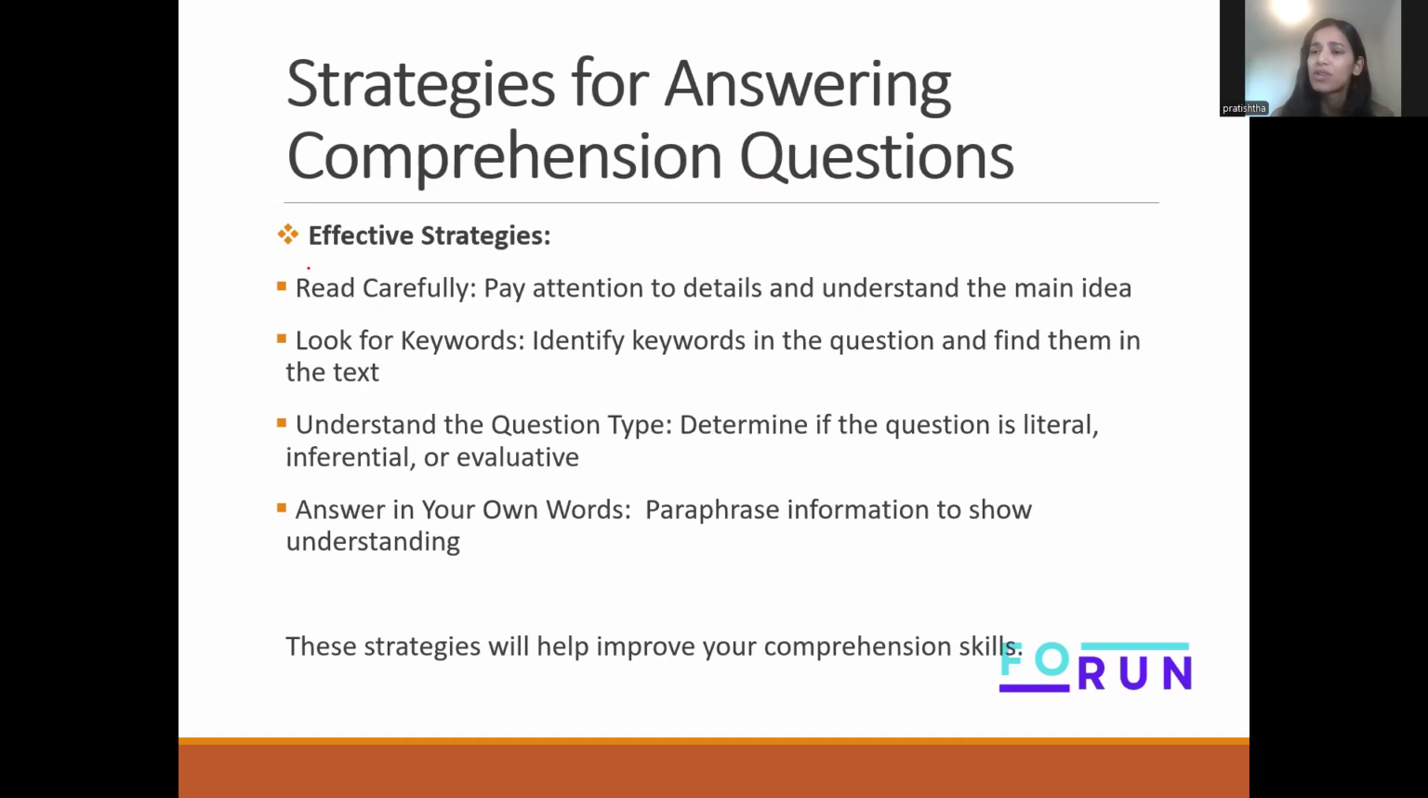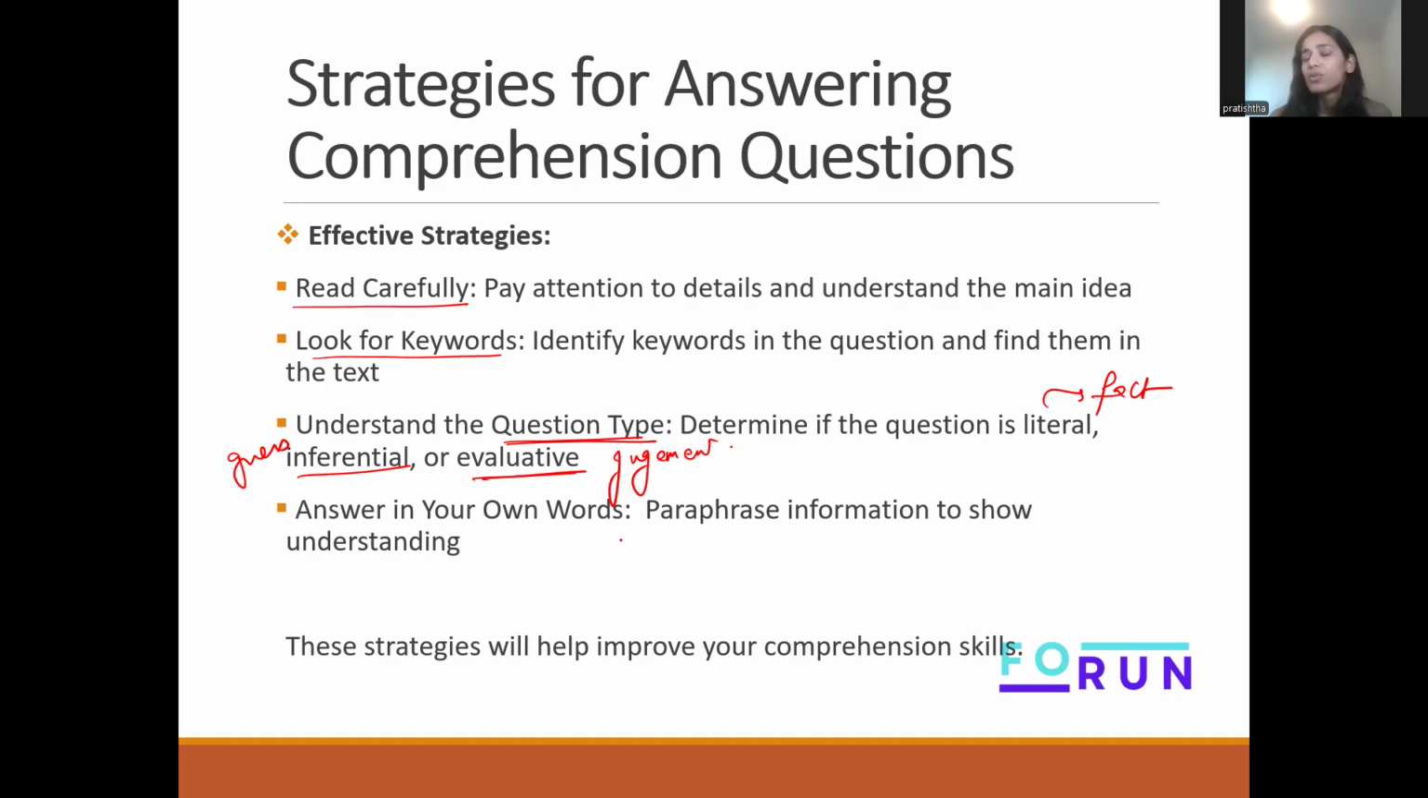Then there are some basic strategies that you can use. You need to read carefully, right? Pay extreme attention to what the text is stating. You need to look for keywords. There are different keywords that are used in the text, and you have to identify them and use them properly. You need to understand the question type. You need to understand what the question is asking. Is it asking for a general fact? Do I have to guess the answer? Or do I have to evaluate based on my judgment?